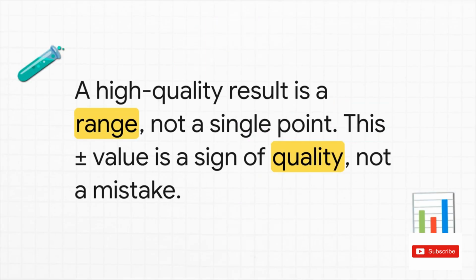You see, a truly high-quality lab result isn't just one number, it's a range. That little plus or minus you see there, that's not a mistake. In fact, it's the hallmark of a quality lab. It's called measurement uncertainty, and it tells us just how confident we can be in that result.